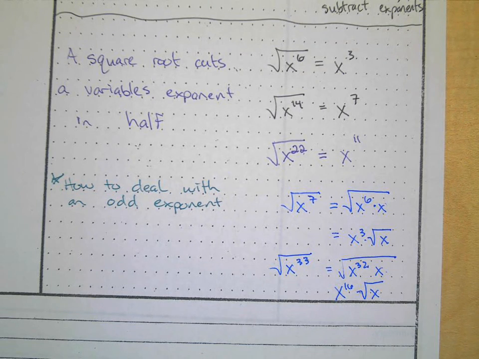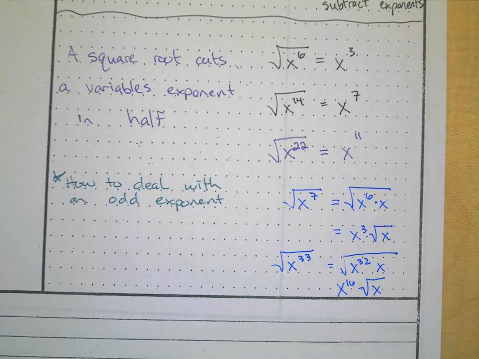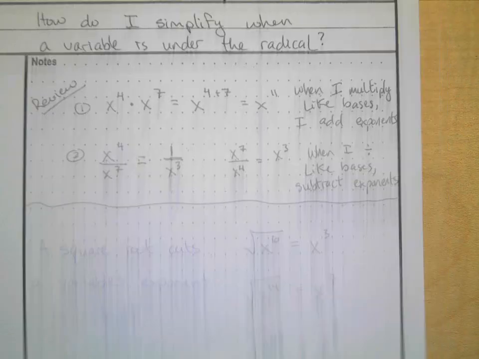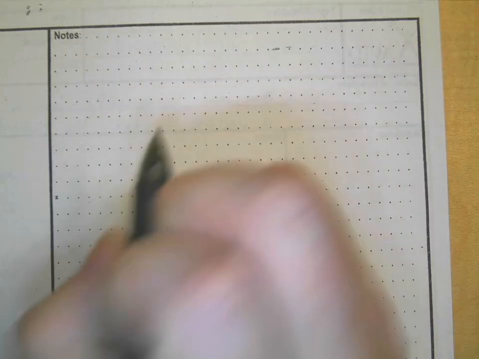Now let's look at a more complicated example. So we'll flip over, and we'll do a more complicated example. So let's try this one.